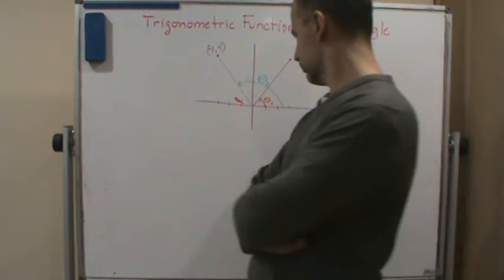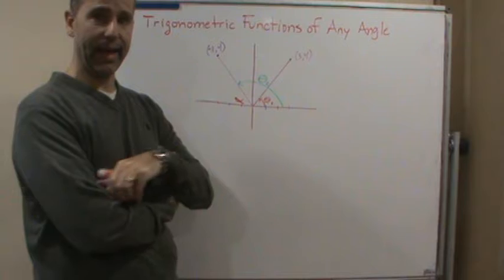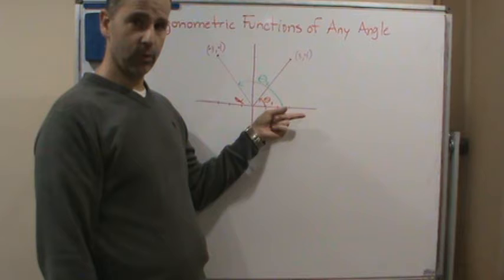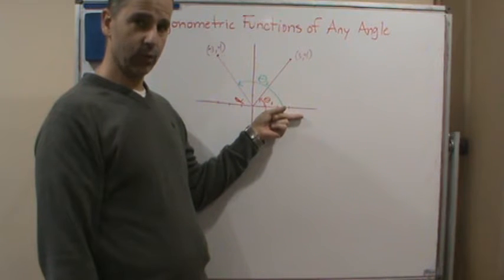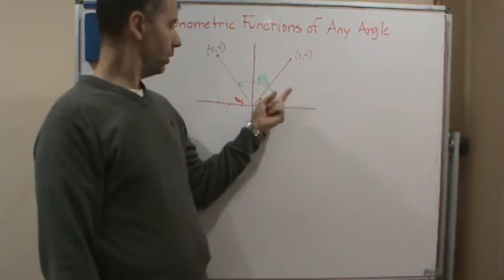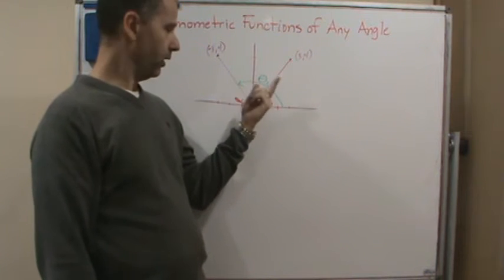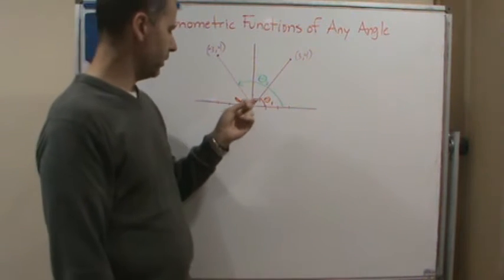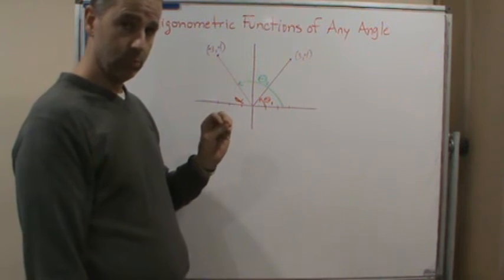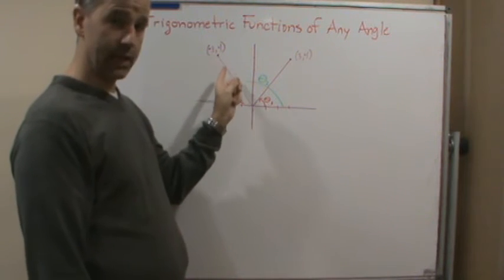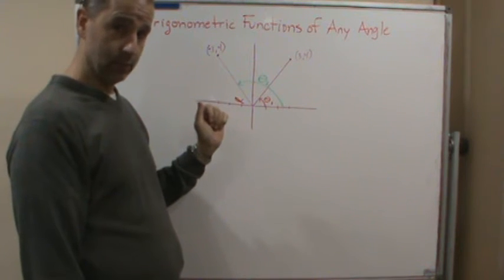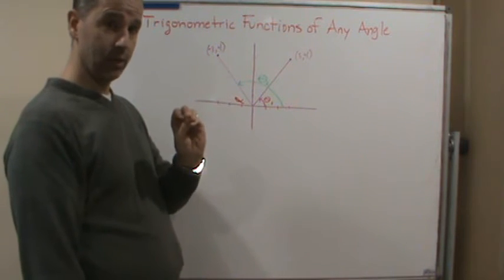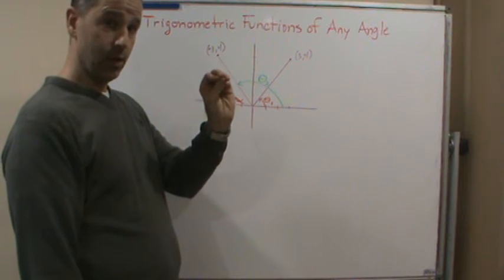First of all, the terminal angle is always the angle that goes from the positive x-axis to the terminal side of the angle. So that is always the terminal angle. The reference angle is the acute angle that goes from the terminal side to the x-axis. It's the acute angle, so it's the smaller angle, from the terminal side to the x-axis.